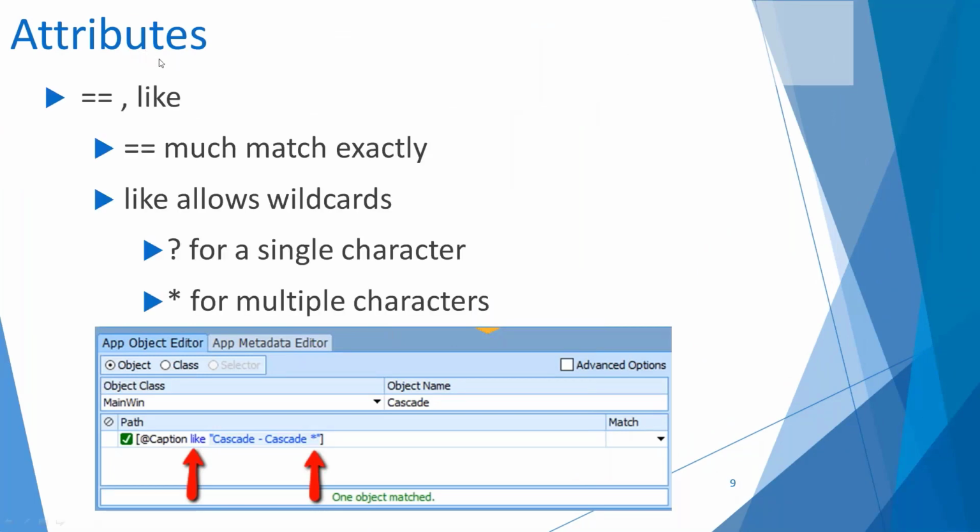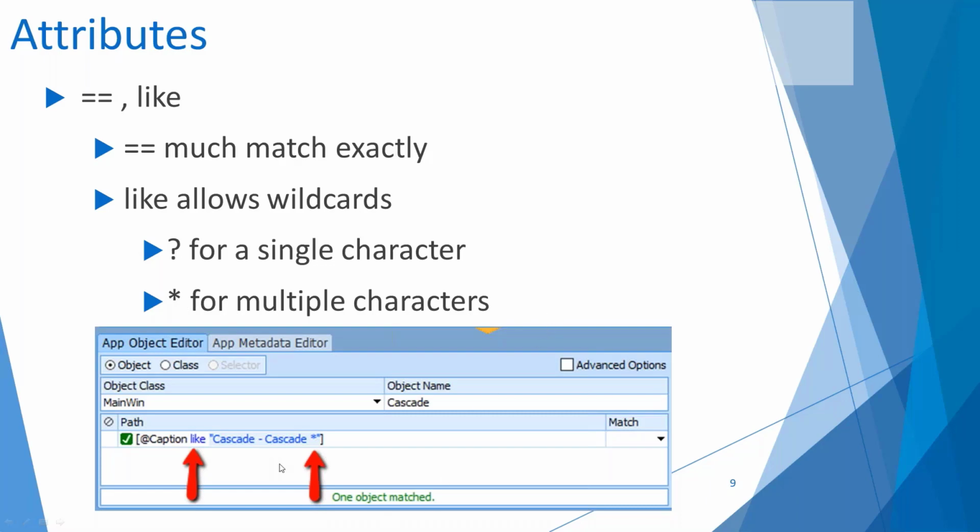Now let's look a little deeper at attributes. I mentioned already that normally the attribute is equal, but we can change it to like. Equal has to match exactly, whereas like can be used with wildcards: a question mark to replace a single character, a star or an asterisk to replace multiple characters.